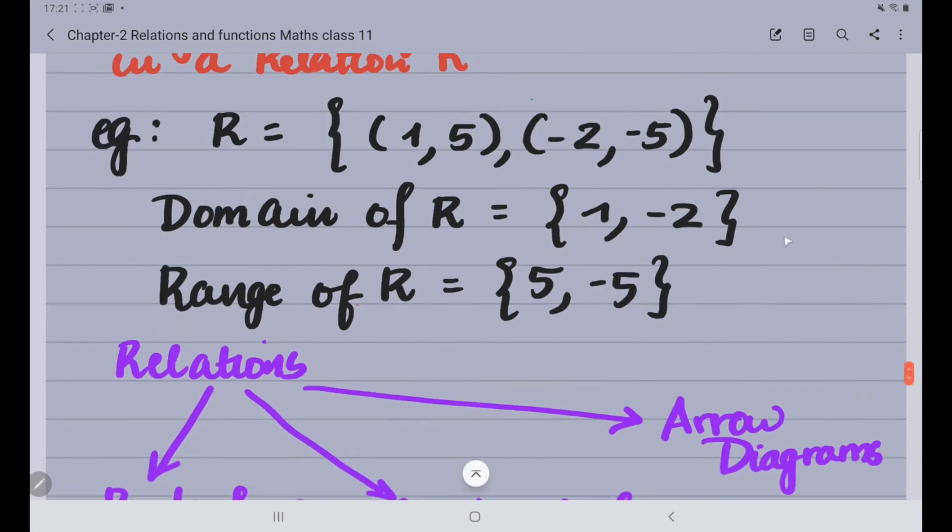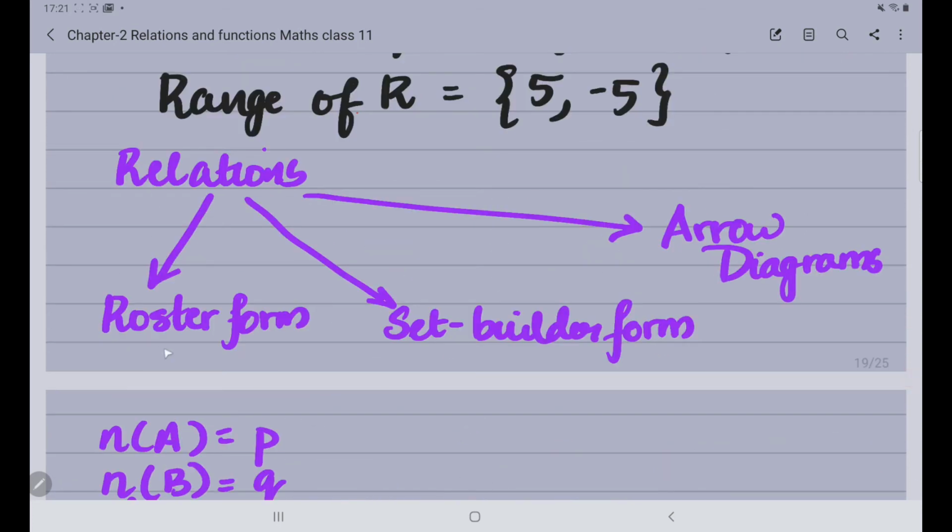I hope it's clear. Relations can also be represented in three forms. First one is the roster form, that is the easiest way. Then set builder form, that is also easy. Arrow diagrams are a visual representation for sets, and this is what we commonly use to represent a relationship between two different sets.